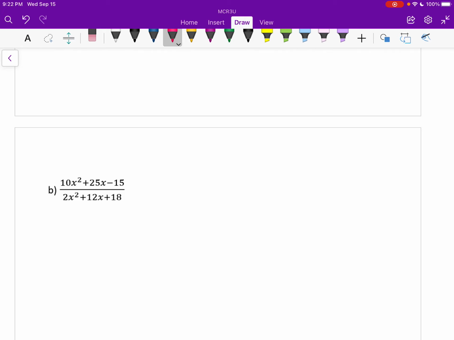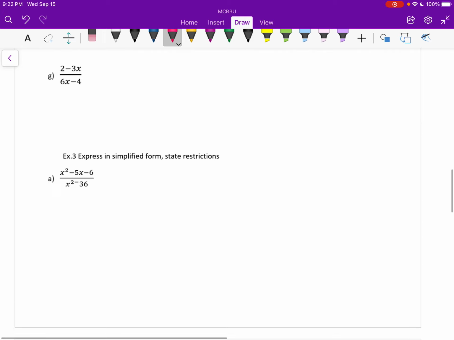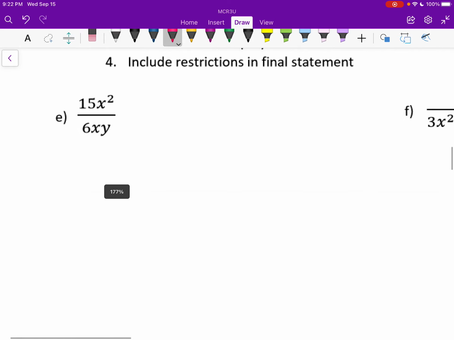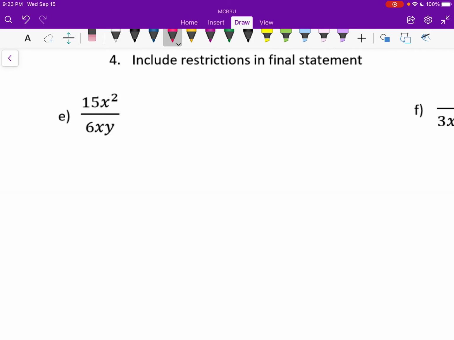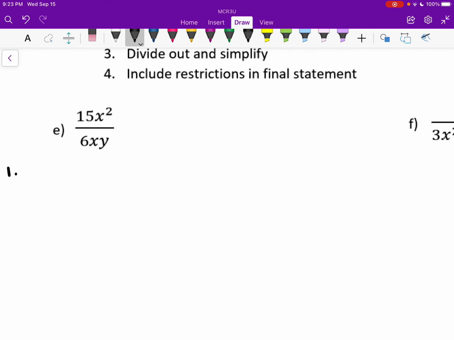Okay? Alrighty, let's get started with this one. This one's pretty straightforward. The first thing you need to do is, and I'm going to go ahead and write these steps out for you. One, the first step is to factor fully both the numerator and the denominator. So let's go ahead and do that.